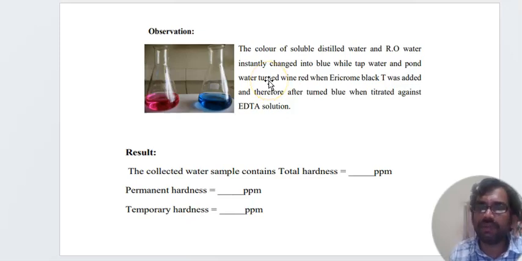The color of deionized or RO water instantly changes to blue, while tap water or pond water turns wine red when the Eriochrome Black T was added. Therefore, after it turns blue, it is titrated against the EDTA solution. The result is that the water sample contains a total hardness of some ppm, and then you can measure permanent hardness and temporary hardness of water in ppm.